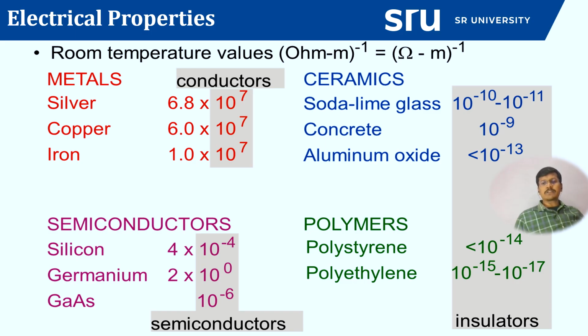Whereas in polymers, it is in the order of 10 power minus 14 to 10 power minus 16. These ceramics and polymers come under the category of insulators.